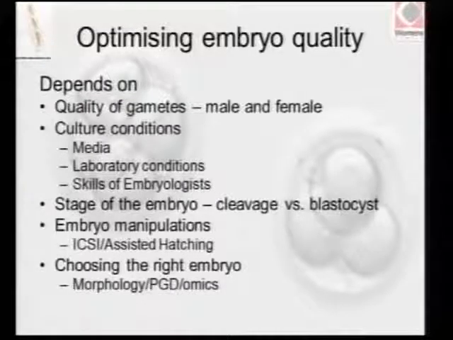Next thing that you look at is the culture conditions. What you do with the gametes in the lab is the next step. And there you look at mainly the media that you use in the laboratory, which we sometimes don't pay much attention to. Media contains a lot of agents which, if it's not properly refrigerated or transported or stored, can give rise to a lot of problems. So one of the things that you look at is the media.